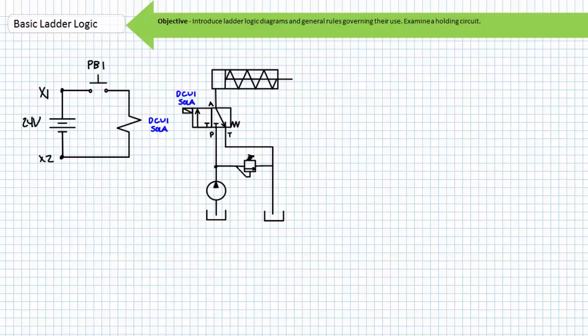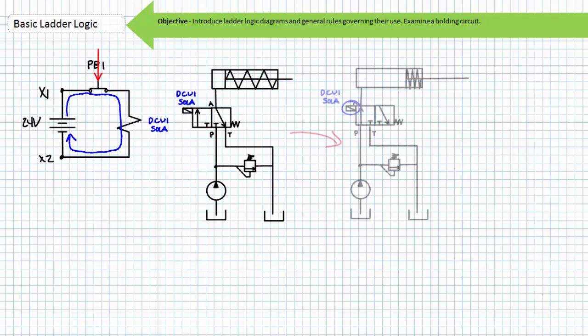Consider traditional schematics used to draw a DC source in a series circuit with a momentary normally open push button and a solenoid of a solenoid-operated hydraulic valve. When push button 1 is closed, it completes a path from X1 through solenoid A to X2. The hydraulic schematic indicates that when solenoid A is energized, it would shift to the straight-through position and the cylinder would extend to the limits of travel.